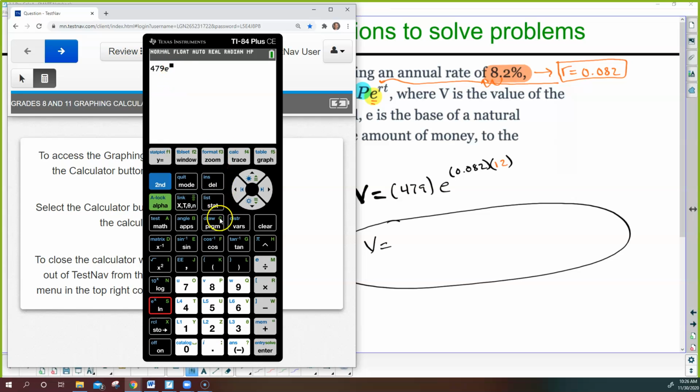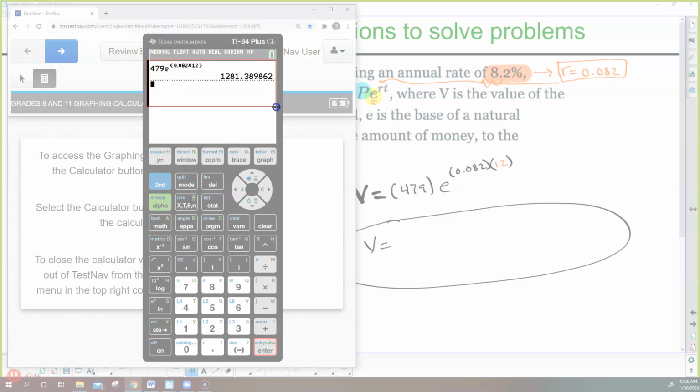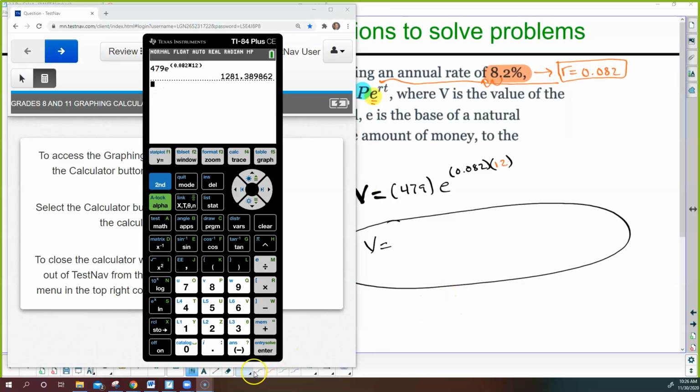And then notice how it gives you parentheses, or it gives you an exponent. I always recommend putting parentheses, and we have to do 0.08 or 0.082, and then I just am going to put times 12. But notice how I started and ended with parentheses. You want to make sure you do that, especially if you have a TI-83 calculator. And then just hit enter. And that will give us the value that we need.